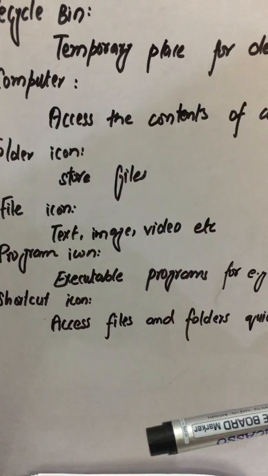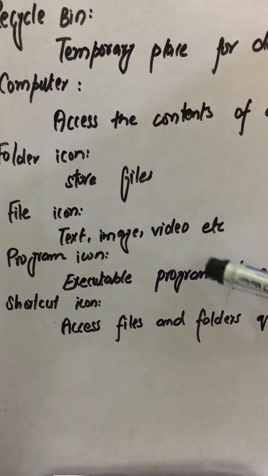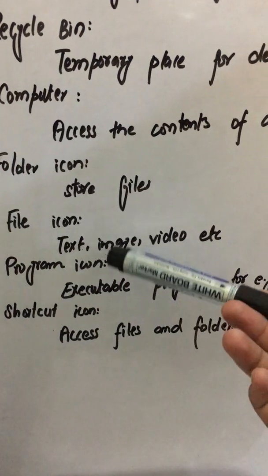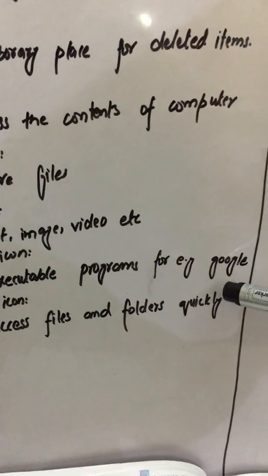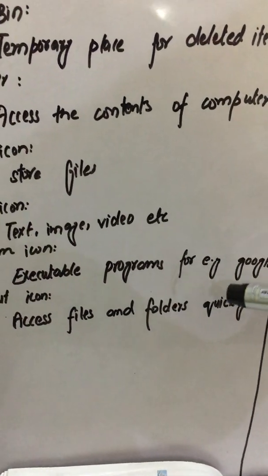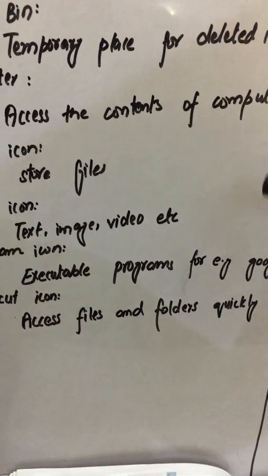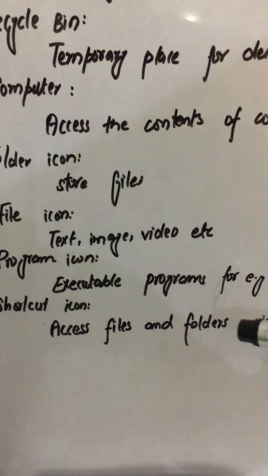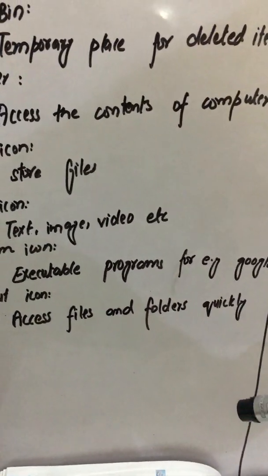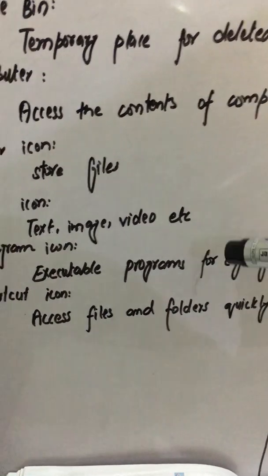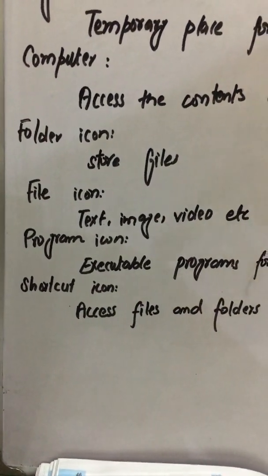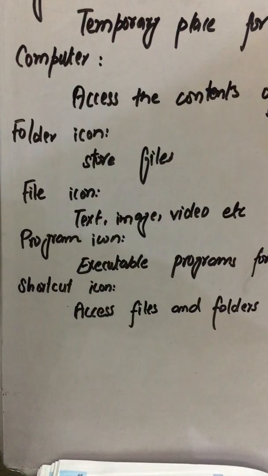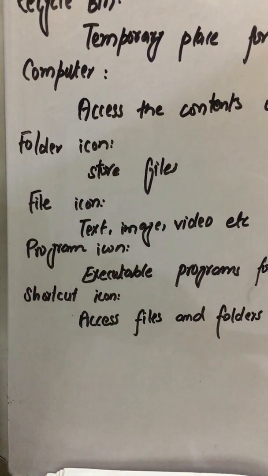Then we have the program icon. Your executable programs are also represented by icons. For example, Google has its specific symbol. Microsoft Word has its own specific symbol, and Acrobat Reader has its own specific symbol. So different programs have their own icons in a graphical user interface operating system.